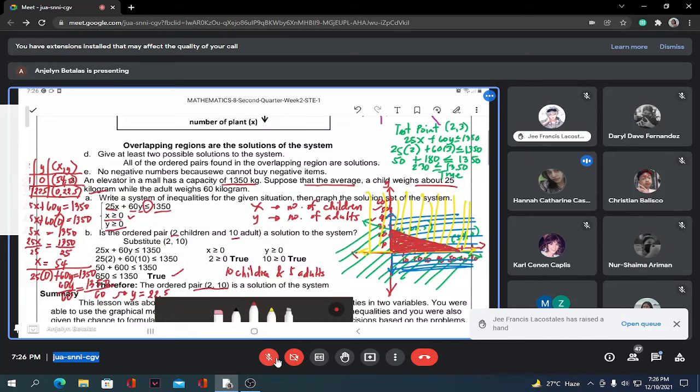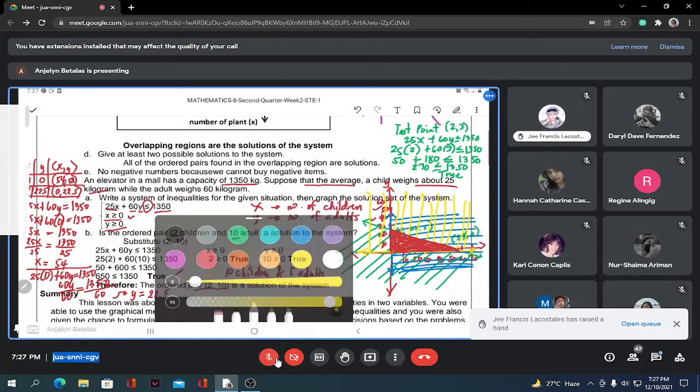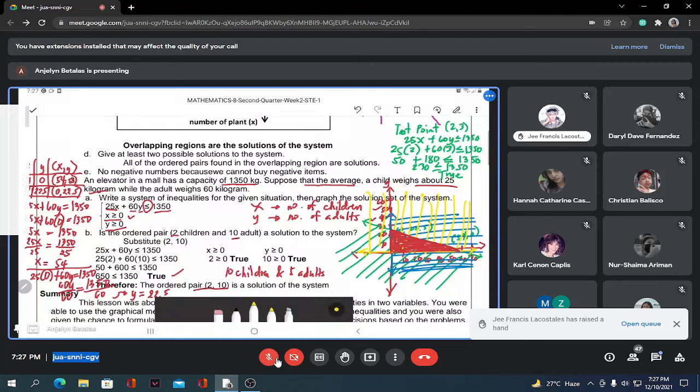By looking at the graph, you can tell. Look at the graph. The point (10, 5) is inside the shaded region. Pero pag isolve na ninyo, substitute 10 and 5 in 25x plus 60y less than or equal to 1,350. 25 times 10 plus 60 times 5 is 550, still less than or equal to 1,350.